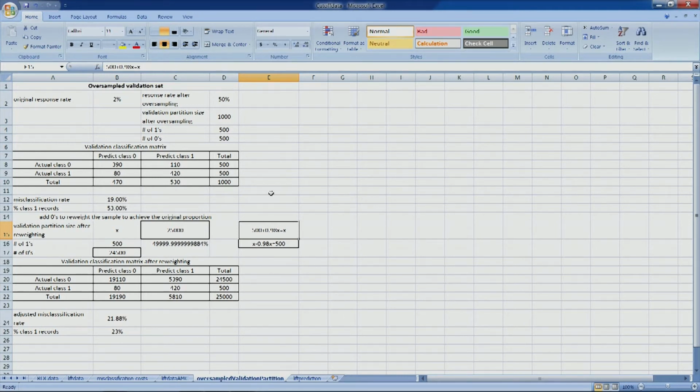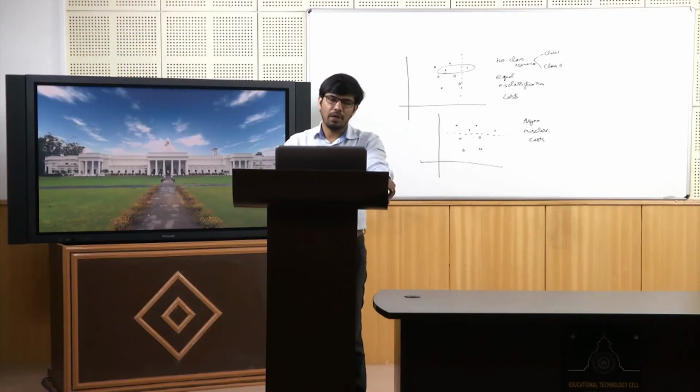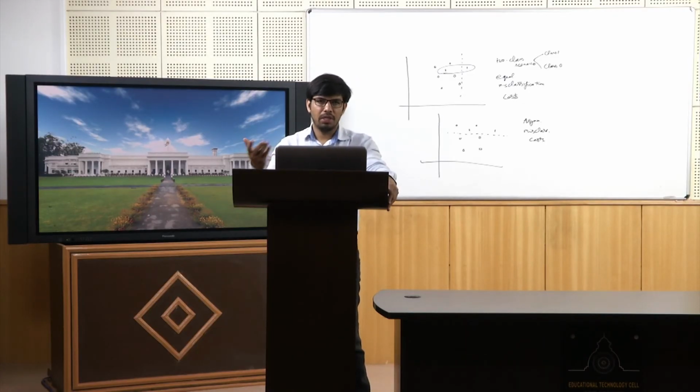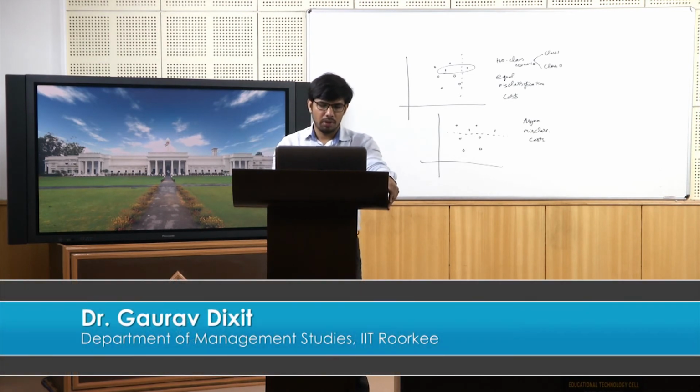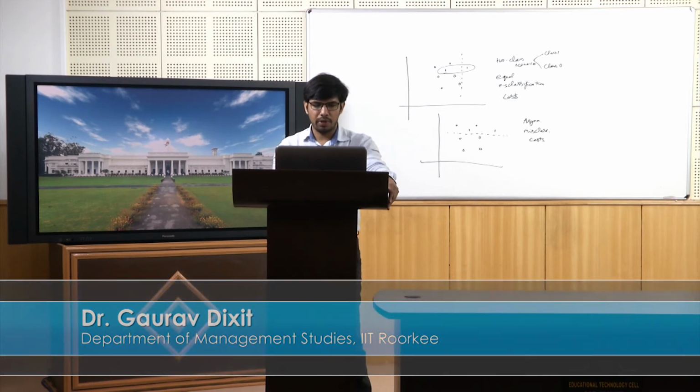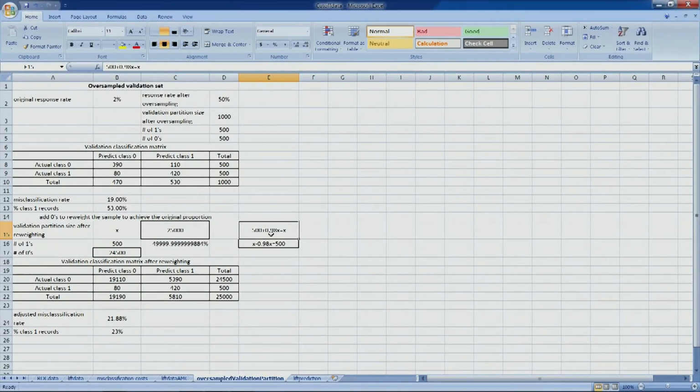Earlier the sample size was 1000. Now we want a new sample size which will have the original proportion of different class members. If there are 500 ones and we are not going to change this figure, we would like to add zeros. The original response rate was 2%, so the 500 ones now represent the 2% of the response rate. Therefore we need 98% zeros here. This is how we can write the equation: 500 plus 0.98 times x, where x is the total number of records in the new sample after reweighing, and that has to be equal to the total number of records.